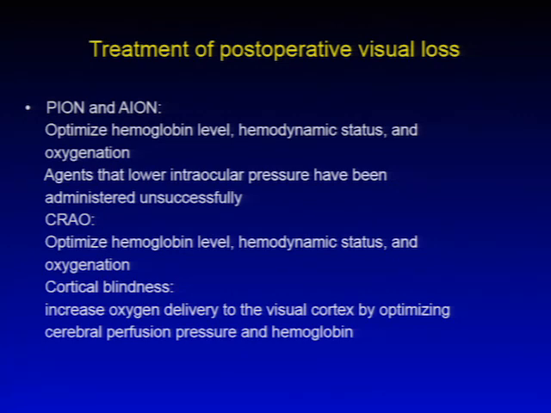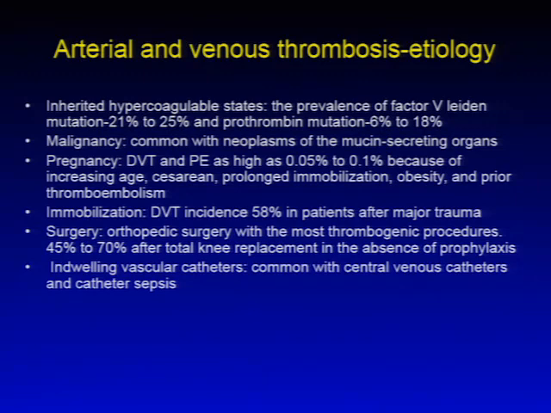Cortical blindness, we are going to increase oxygen delivered to the tissue by optimizing cerebral perfusion pressure and hemoglobin. Arterial and venous thrombosis normally come from inherited hypercoagulable status, malignancy, pregnancy, and the embolization of the patient.